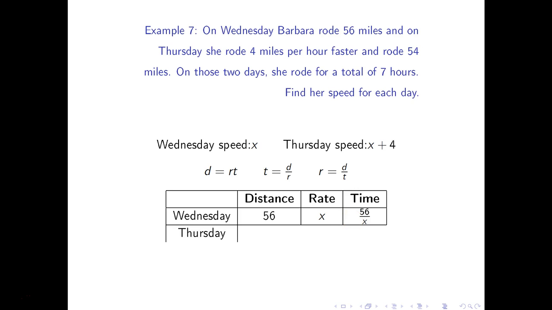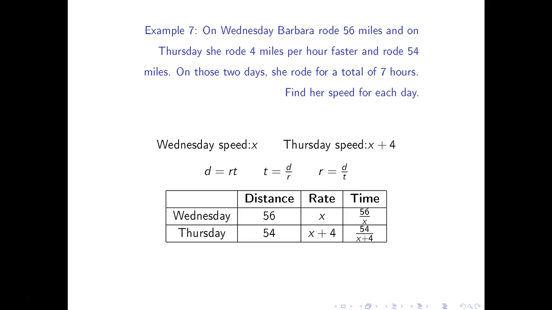Now I want you to go ahead and do the same thing for Thursday. Go ahead and pause the video and fill in some information for Thursday. Well, hopefully you did that. Remember, it's 54 and x plus 4, so 54 over x plus 4.